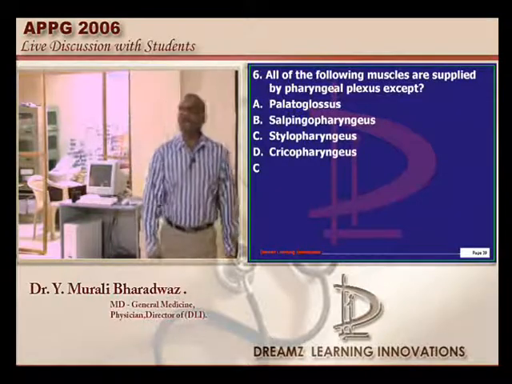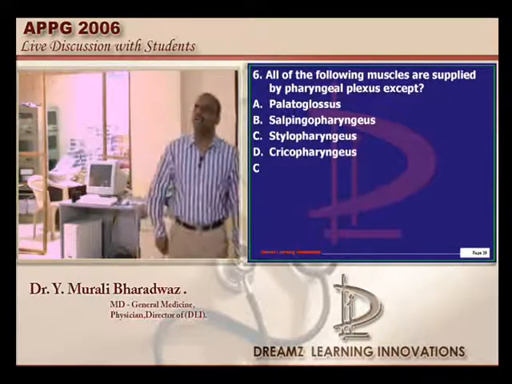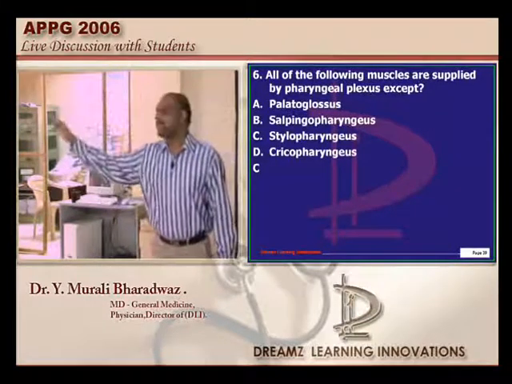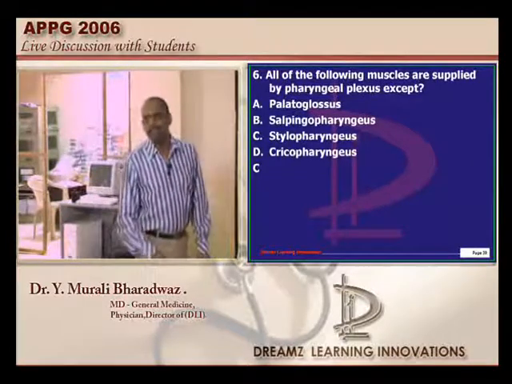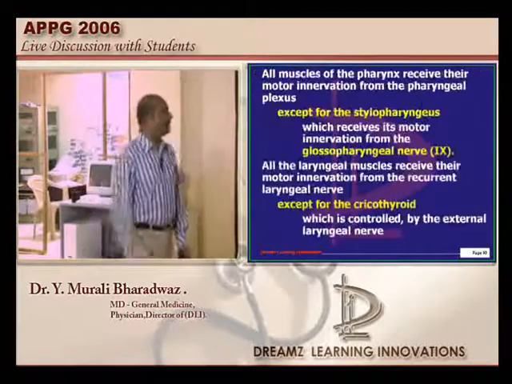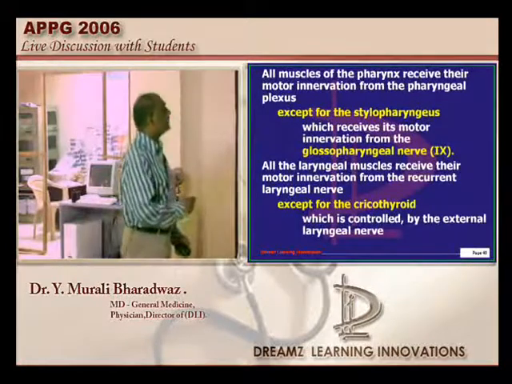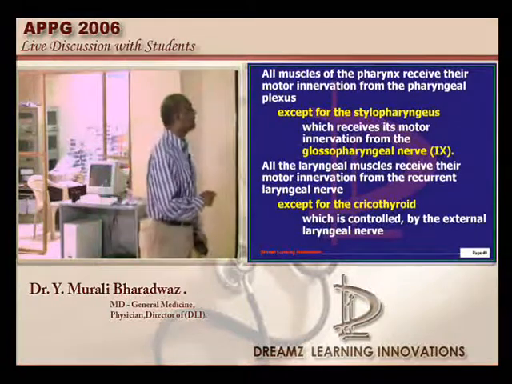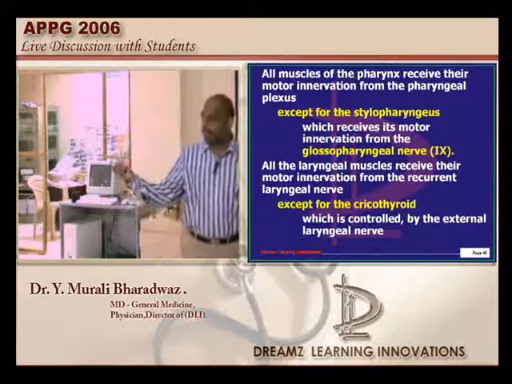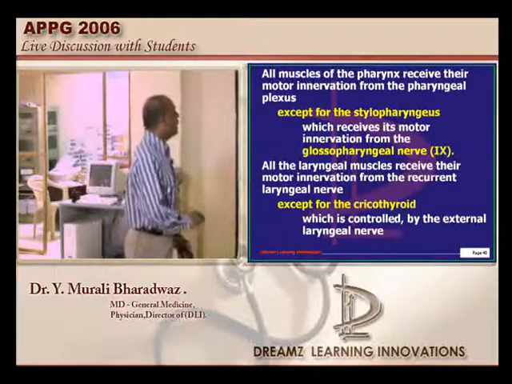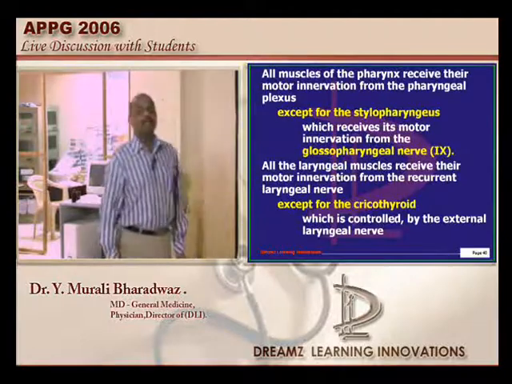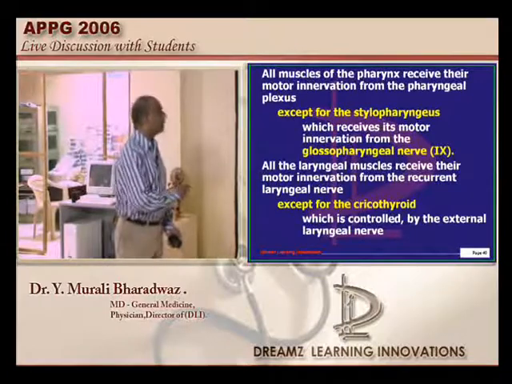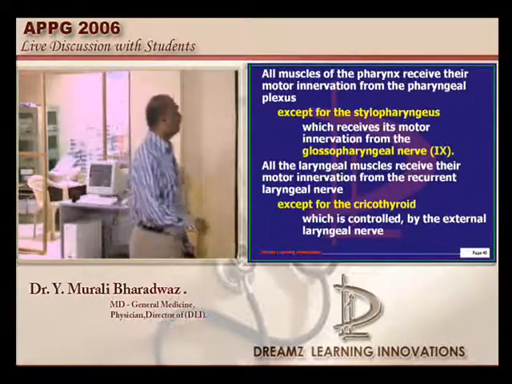Pharyngeal plexus typically supplies which muscle? Now this is another favorite question, doctor. Laryngeal and pharyngeal motor and sensory supply, invariably one question is going to come in any exam you write. So please remember, all the muscles of the pharynx are supplied by the pharyngeal plexus except the stylopharyngeus, which derives from the glossopharyngeal nerve. And all the laryngeal muscles derive innervation from the recurrent laryngeal nerve except the cricothyroid, which is controlled by the external laryngeal nerve, is what I want to underscore to all of you.